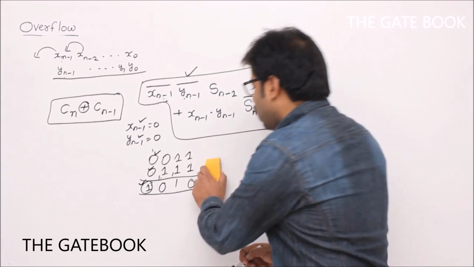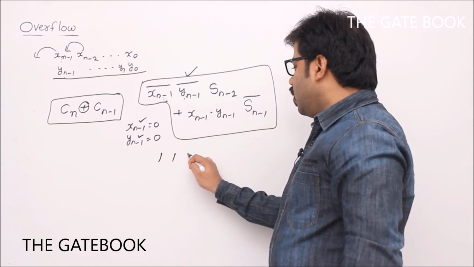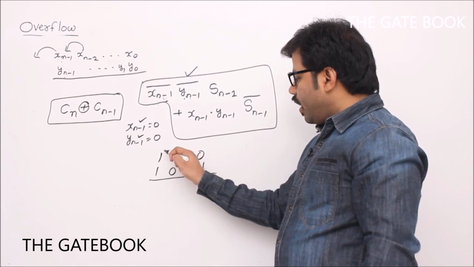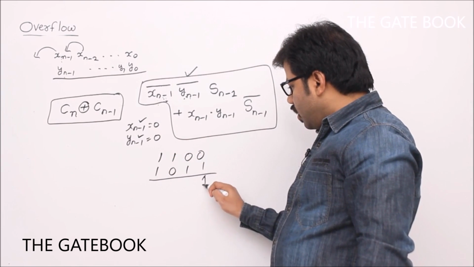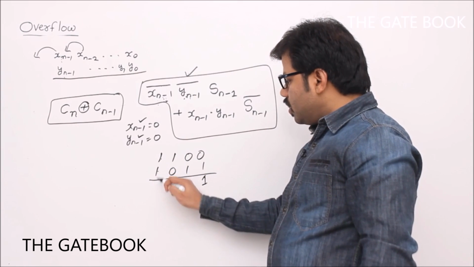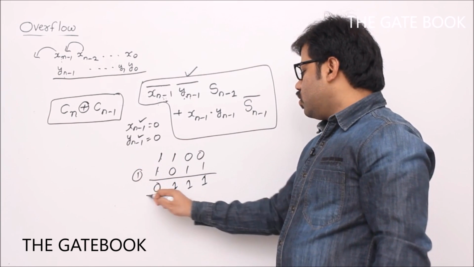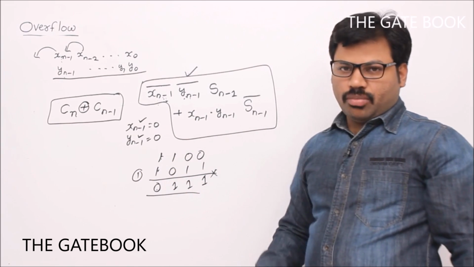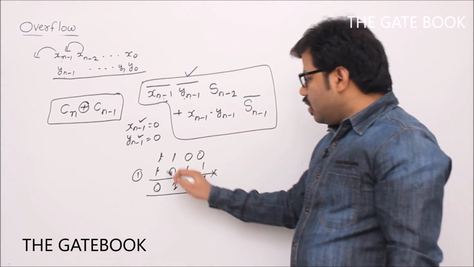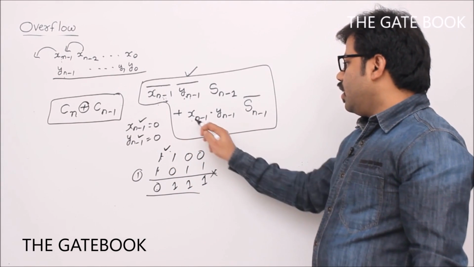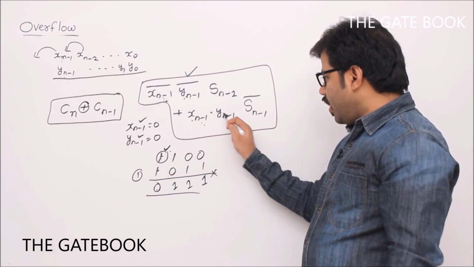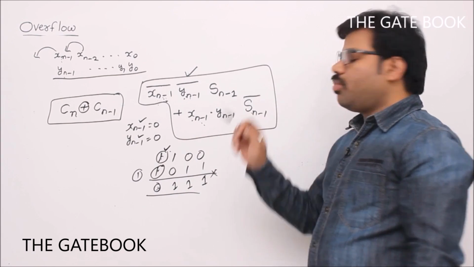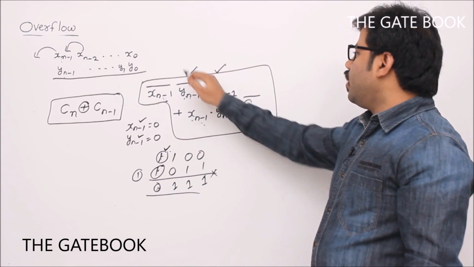Now, the second case, when you have two negative numbers, 1 1 0 0 and 1 0 1 1. Now you see, there is no carry. What is going to happen: 1 here, 1 here, 1 here, 1 plus 1 is 0 and the carry goes out. So this is again a problem. Why? Overflow. Two negative numbers are becoming a positive number in their sum. That is impossible. This case can be detected by this equation: xn minus 1 is 1 and yn minus 1 is 1, and at that time the sum is 0. Then definitely there is a problem.